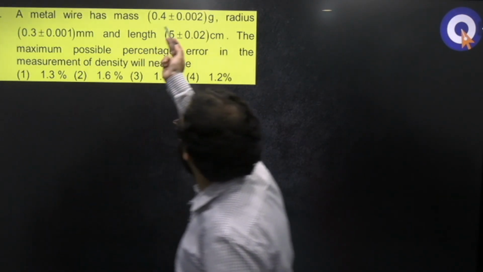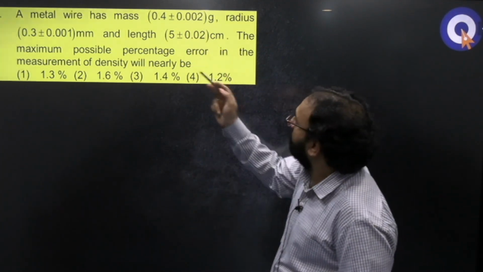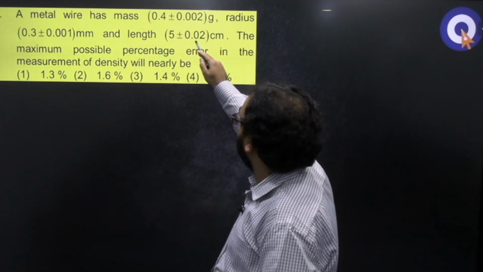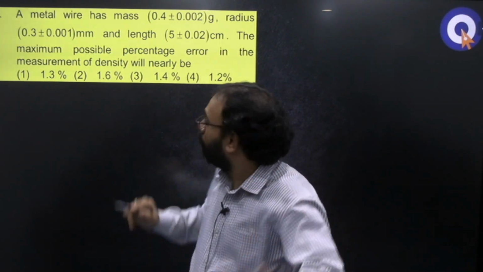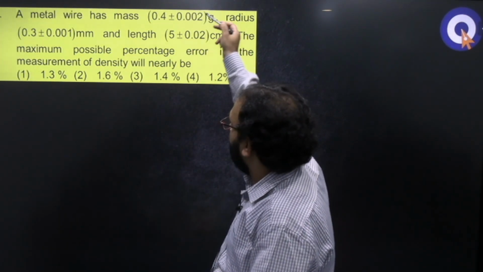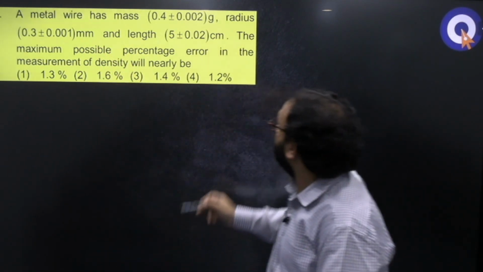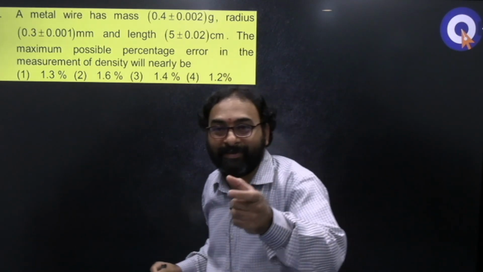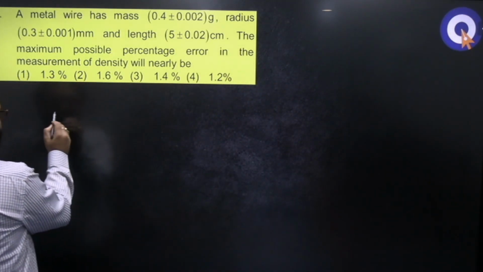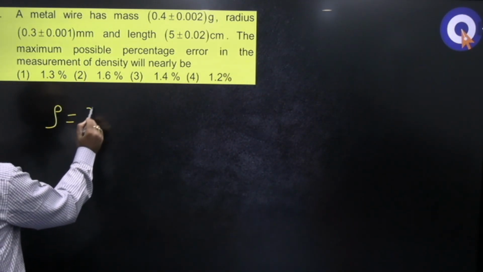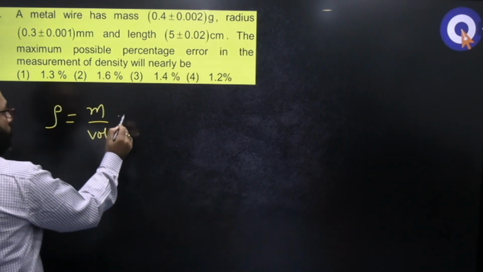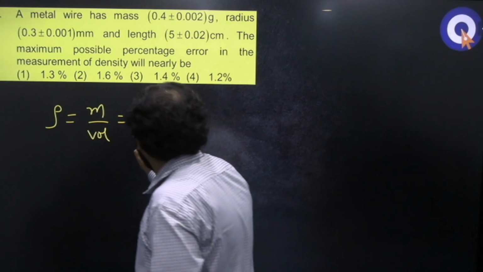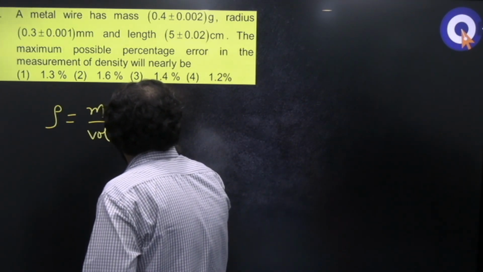A metal wire has a mass, given here in grams. Radius is given in millimeters, and length is 5 plus or minus 0.2, measured in centimeters. Mass in grams and radius in millimeters. The maximum possible percentage error in measuring the density. So density, let us see here. Density is mass by volume. Here we are considering a wire, so wire volume I can write as pi r square L.